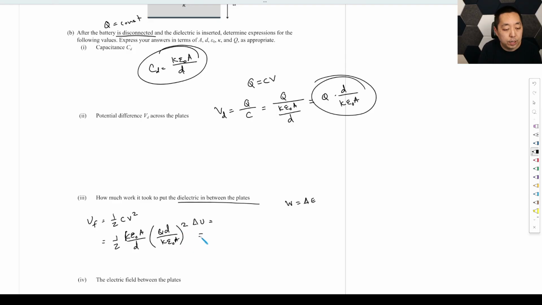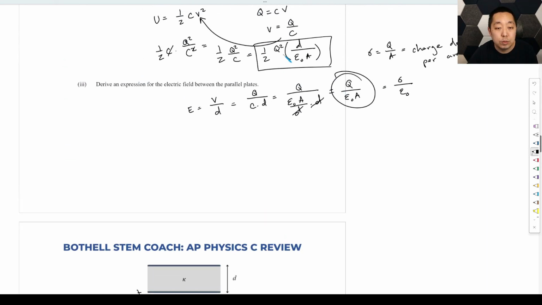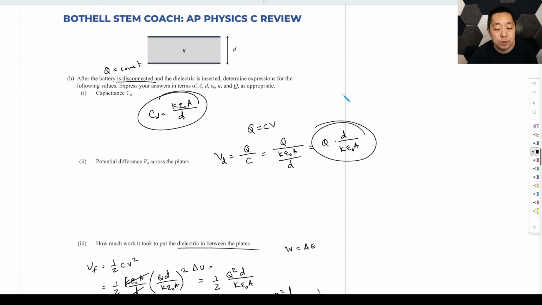If you square it, you're going to cancel these, and these aren't going to be squared. You square that, and you cancel that, so that's not going to be squared. So it's going to be 1/2 Q squared D over kappa epsilon naught A. Okay? So that's the final energy. So the change in potential energy is going to be the difference here: 1/2 Q squared D over kappa epsilon naught A, minus the amount of energy we had before, which was 1/2 Q squared D over epsilon naught A.